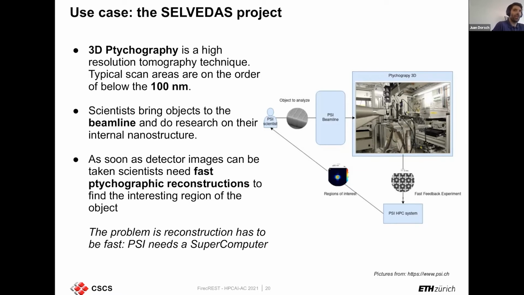Now, this calculation in the HPC system needs to be really fast because they have little time in the beamline to use it again, when they have to feed this information back to the ptychography to get more information about a region of interest. Doing this fast tomography reconstruction is really expensive in time and resources. So what PSI needed was a supercomputer. And who has a supercomputer?